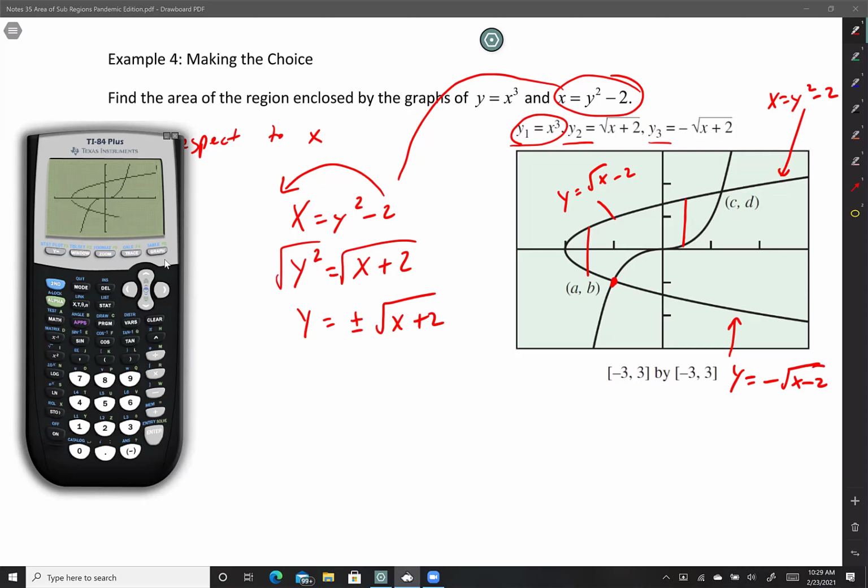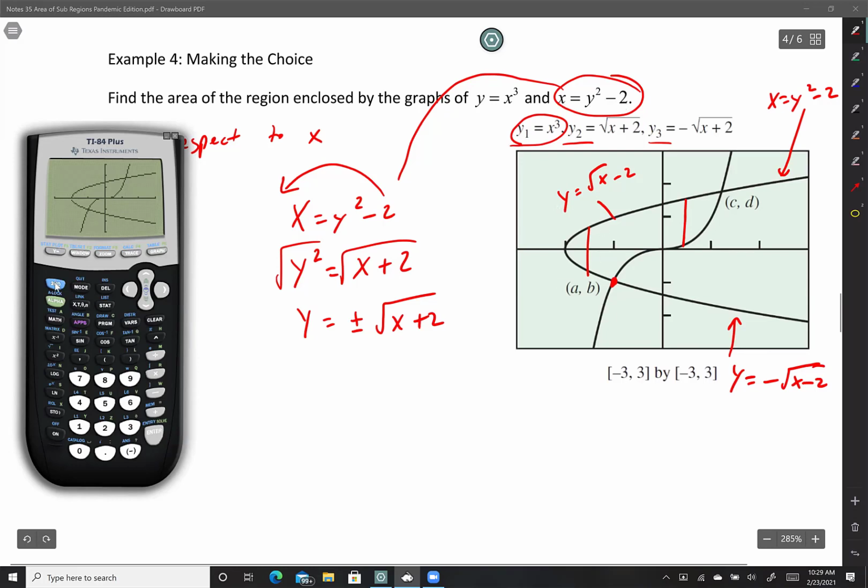Okay, we're going to practice finding intersections, guys. You tell the calculator to find the intersections for you. I already know definitely that AB is -1, -1, because look at it. -1 to the third power is -1. -1 squared minus 2: -1 squared is 1, 1 minus 2 is -1.